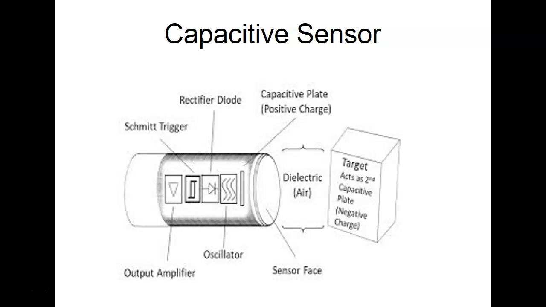So the big difference is capacitive sensors can sense just about anything. Inductive sensors sense metals.